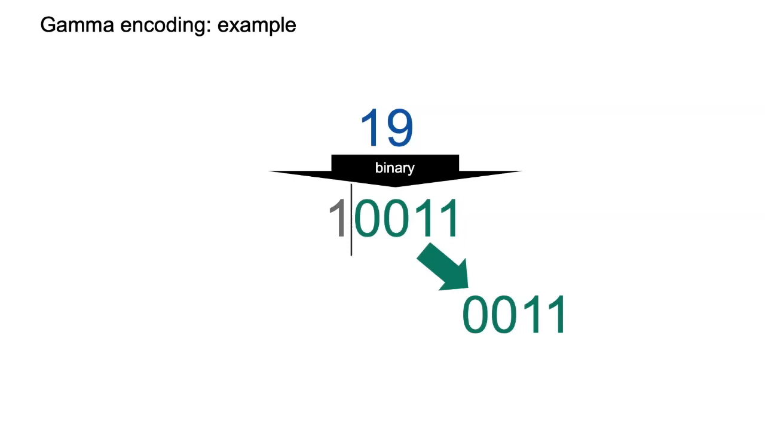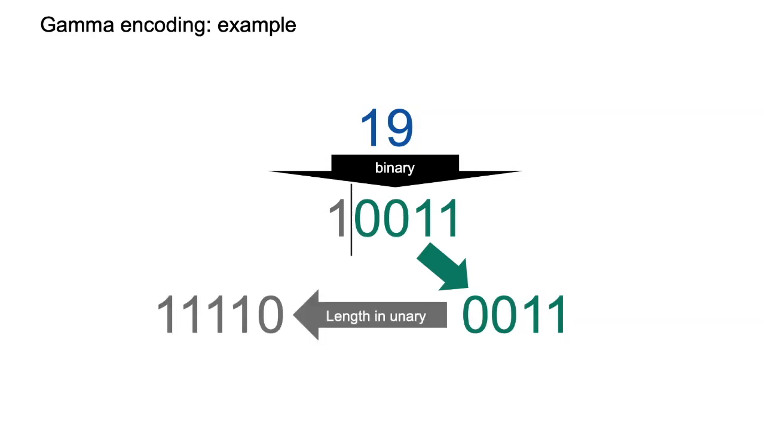Then I'm going to observe that these are 4 bits in here: 0, 0, 1, 1. These are 4 bits. So I'm going to encode that length 4 in unary: 1, 1, 1, 1, 0.